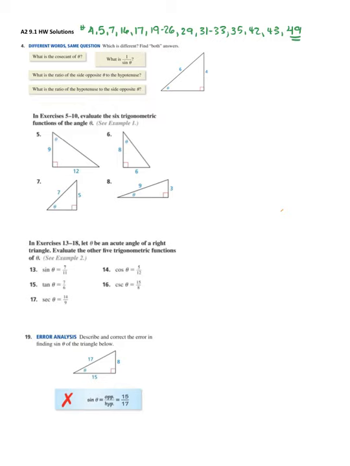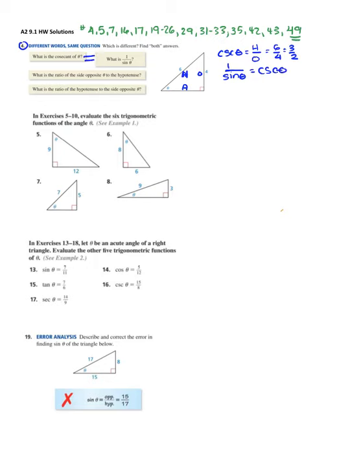All right, so number 4. What is the cosecant of theta? So here's theta, there's your opposite, your hypotenuse, here's your adjacent. So cosecant of theta is hypotenuse over opposite, because it's the reciprocal of sine. So that's going to be 6/4, or 3/2. 1 over sine theta equals cosecant theta. So these two are the same.